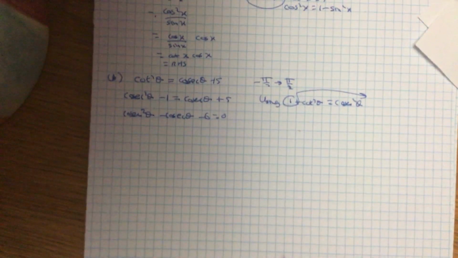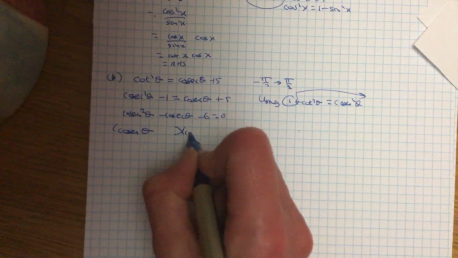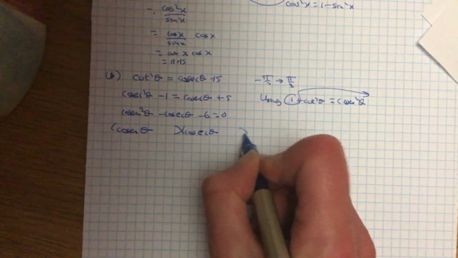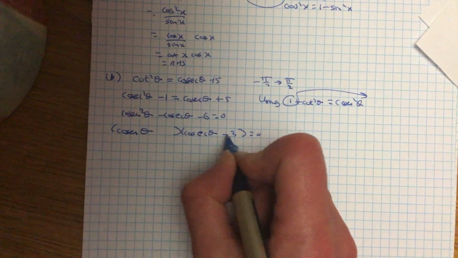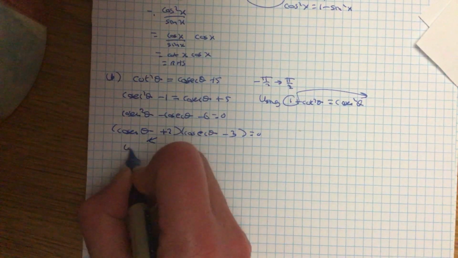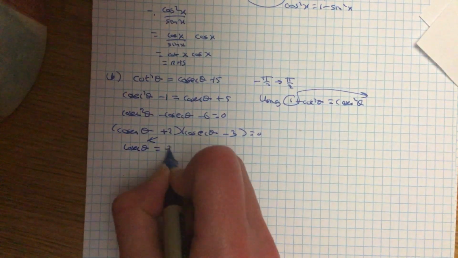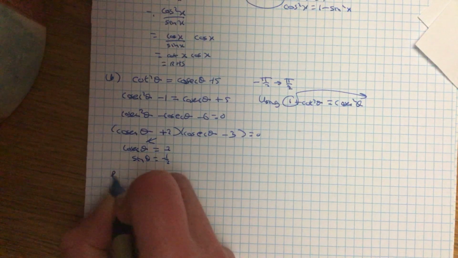Factorise, I'll use the formula. That factorises quite nicely. So it's cosec theta, something that multiplies to give minus 6 and adds to give minus 1. So it's a minus 3 and a plus 2. So you have cosec theta equals minus 2. So that's sine theta is minus 1 over 2.